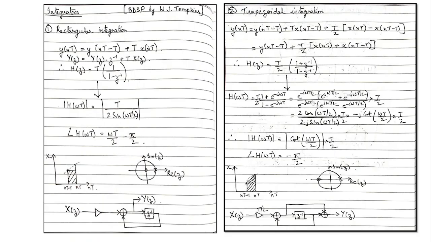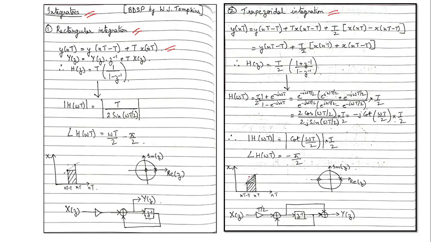Now coming to the different types of filters which are used in the IIR filter. The most common types are basically the integrators. Usually we have the rectangular integration. This is the equation of the rectangular integration. Then we have the trapezoidal integration method. You must have done this in your numerical analysis classes, right?